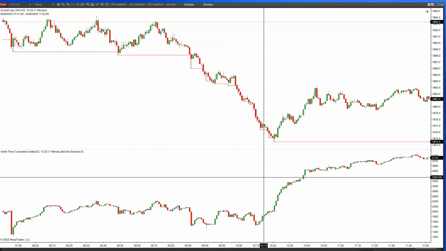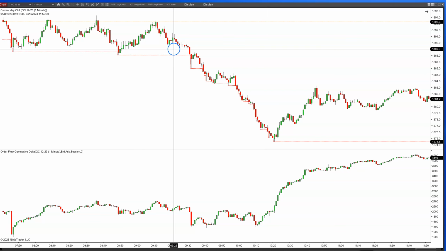You have supply in the market, right? What is supply? It's selling pressure, right? Because sometimes people don't understand really what supply and demand is, okay? And it's not some esoteric concept. Think about it in basic everyday use.